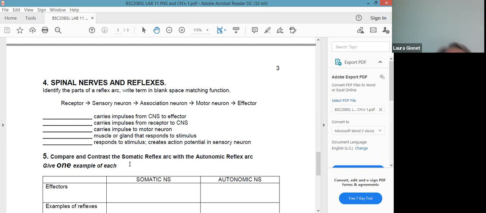And then lastly, responds to the stimulus, creates an action potential in a sensory neuron. And we're talking about responding to a stimulus, some kind of change in the environment. That is the receptor.